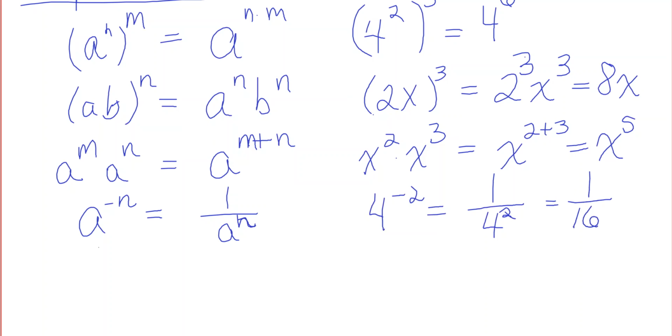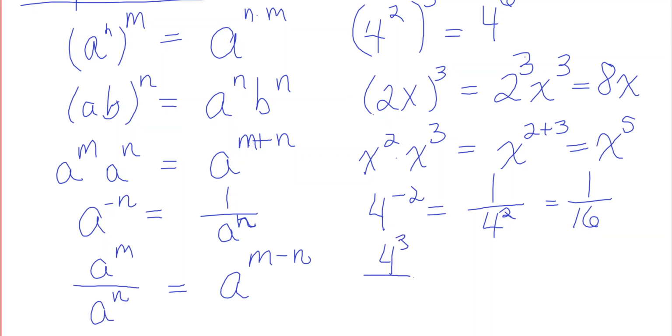And then last but not least, if I have two things with the same base being divided by each other, that's the same as subtracting their exponents. This would be like when I would look at 4 to the third over 4 squared. What you would do instead is 4 to the 3 minus 2, which would be just 4 to the first power, which is the same as 4.